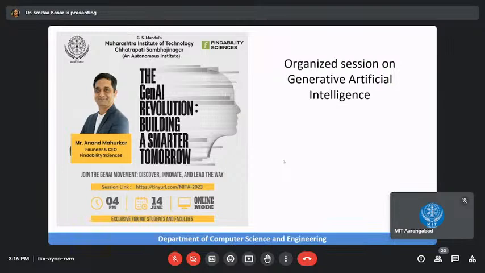Now everyone is talking about it, it is a buzzword. Everyone knows about ChatGPT. So exactly what is ChatGPT? What is the application? How is it being developed? How is it useful? All these aspects were covered in this session. This was a Gen AI revolution.